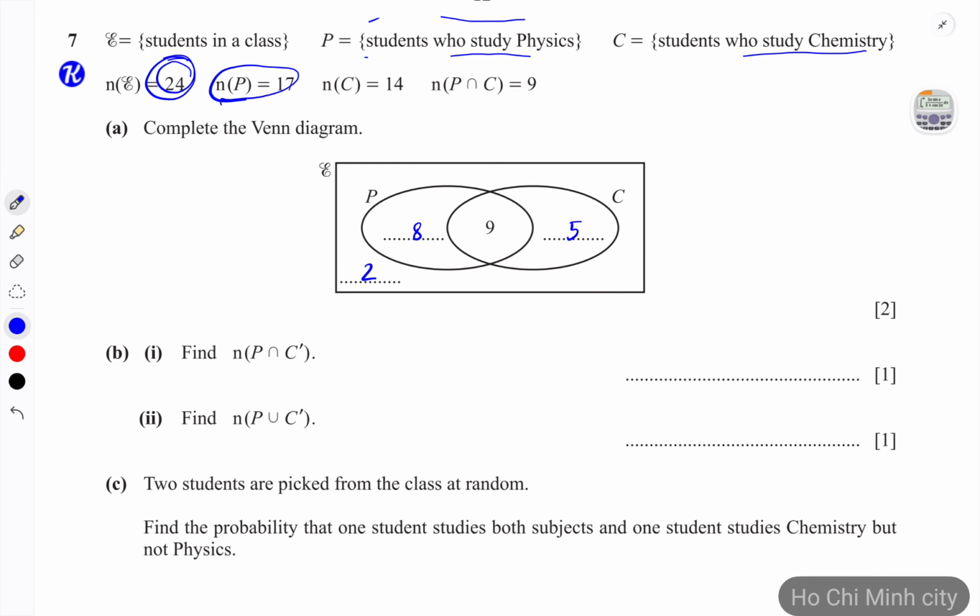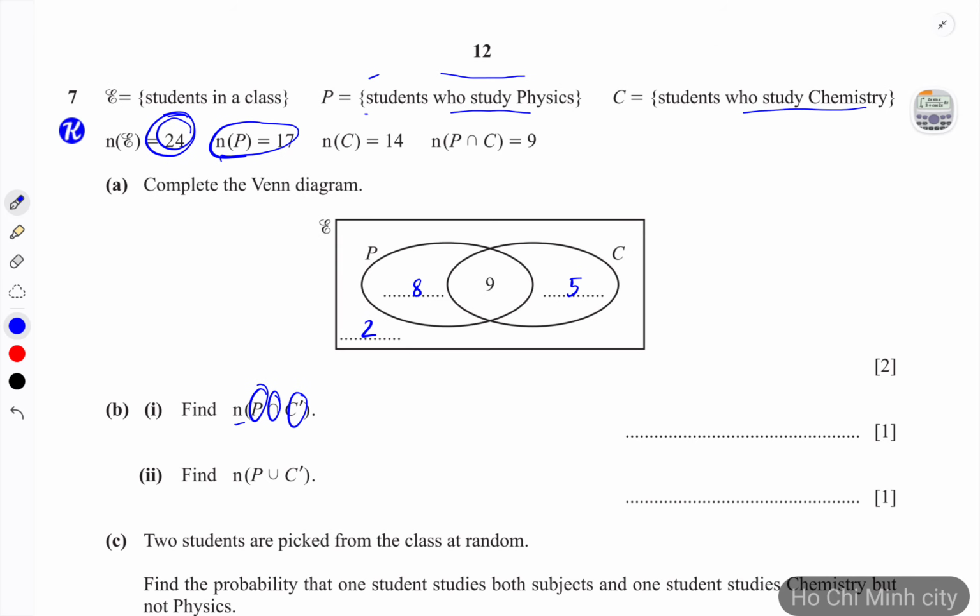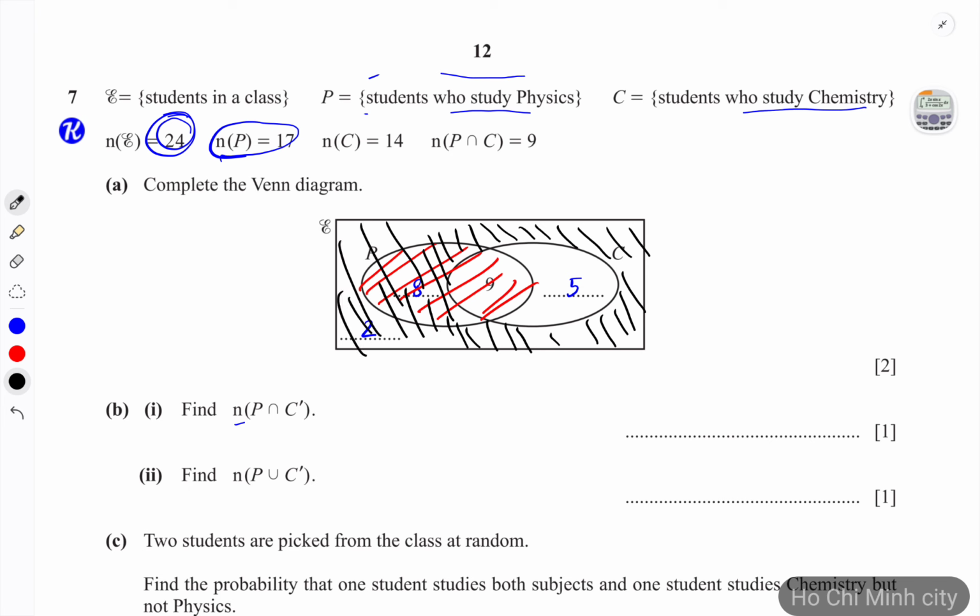Next, we need to find out the number of students that is physics and not chemistry. All right, so where is physics? Let's use the red pen. That is physics. And where is the chemistry? Let's use the black pen. All right. And here is the n, the intersecting sign. So we need to take the common part, that is the part with the two colors of lines. So it is the number 8. All right.